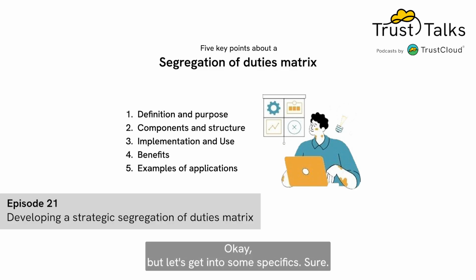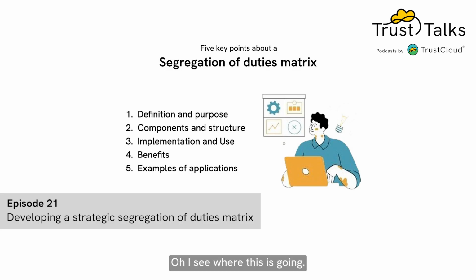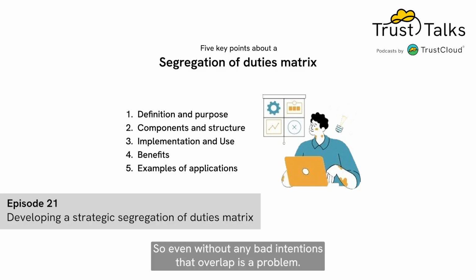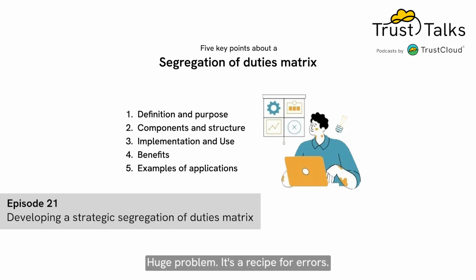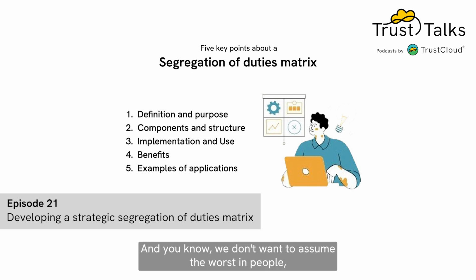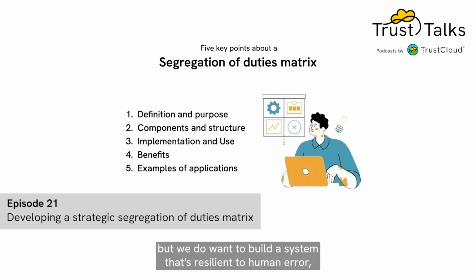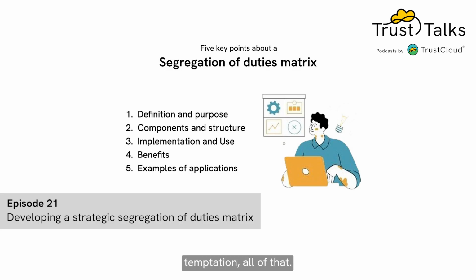Okay, but let's get into some specifics. Sure. The article gives an example about a finance manager and an accounts payable clerk, right? Right, and it highlights a really common issue. So both of these roles had access to the same tasks in the system. Oh, I see where this is going. Verifying invoices and entering them. So even without any bad intentions, that overlap is a problem. Huge problem. It's a recipe for errors. Even if it's unintentional. And we don't want to assume the worst in people, but we do want to build a system that's resilient to human error, temptation, all of that. It's about that peace of mind.